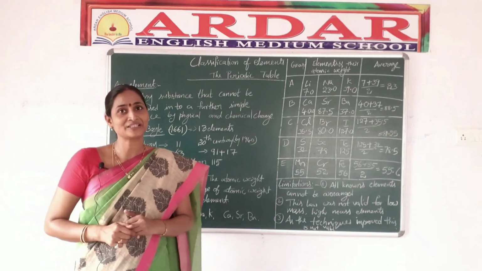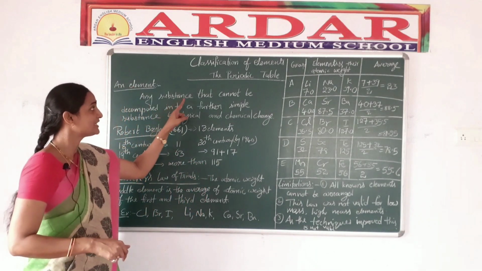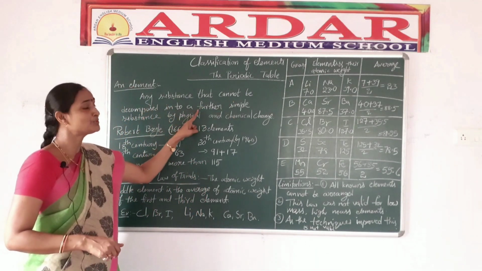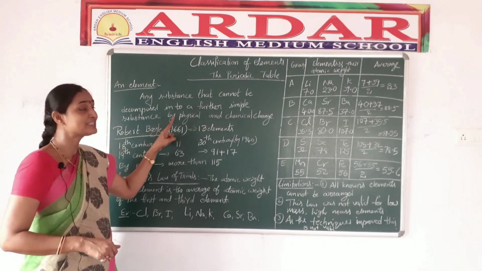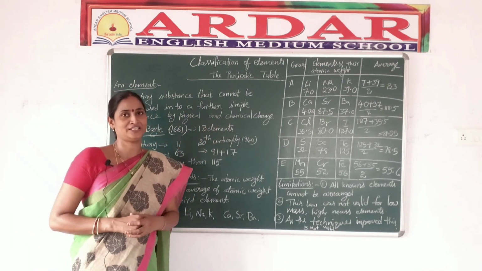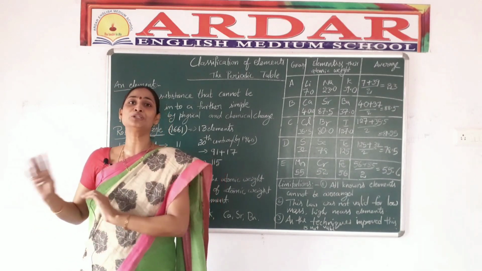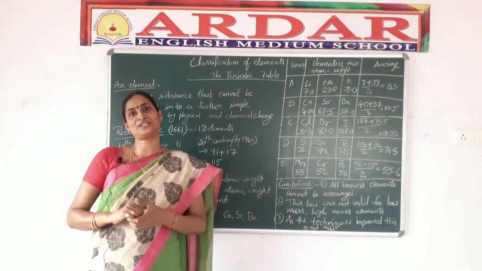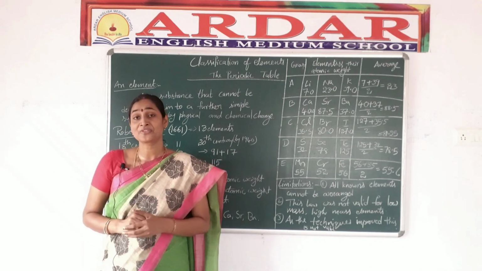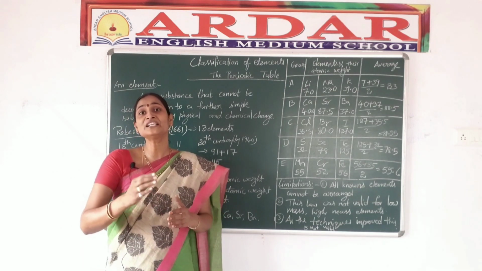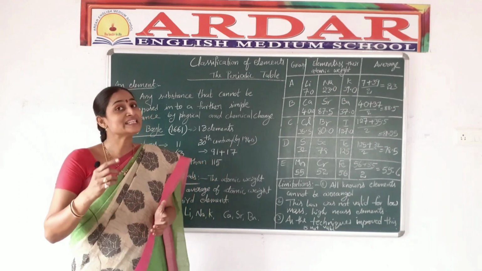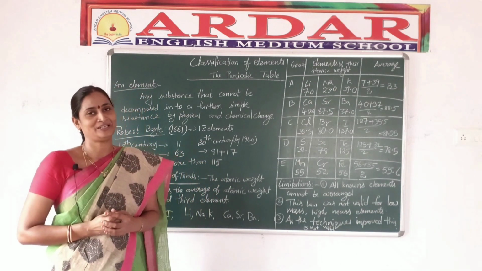What is an element? An element is the substance that cannot be decomposed into a further simple substance by physical and chemical change. That means the substance which cannot be divided into further simple substances is called an element. And it is the fundamental material of which all matter is made. This is given by Robert Boyle.